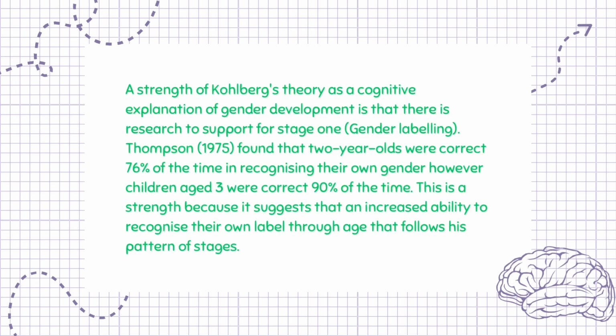A strength of Kohlberg's theory as a cognitive explanation of gender development is that there is research to support Stage 1, gender labeling. Thompson, 1975, found that 2-year-olds were correct 76% of the time in recognizing their own gender, however children aged 3 were correct 90% of the time. This is a strength because it suggests that an increased ability to recognize their own label through age follows his pattern of stages.